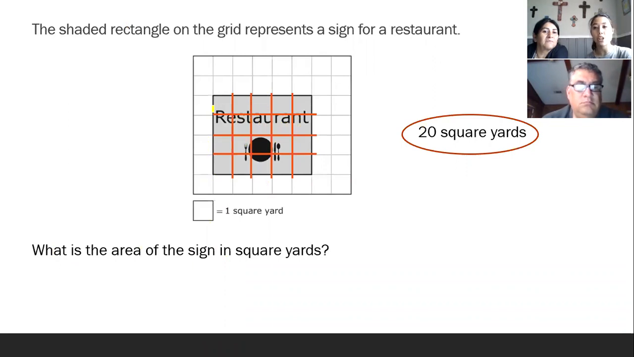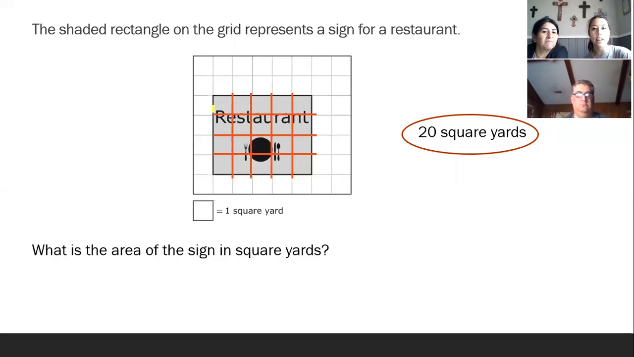The reason why I don't recommend it is because eventually you're going to have to figure out the area of irregular shapes. And when you do that, they're going to give you tinier boxes. You got lucky with this one because the boxes are big enough for you to count. But you're going to miscount if you have really tiny boxes. So you're going to have to figure out a different strategy for that.